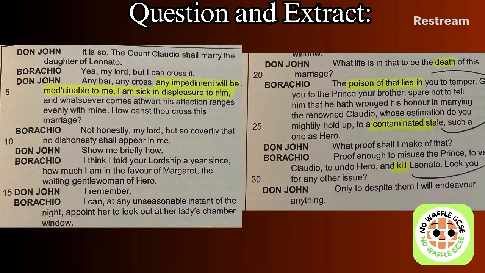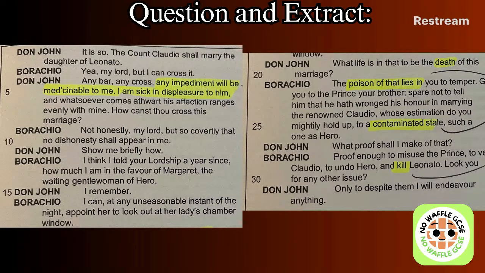So you're not expected to understand every single word, but hopefully you have familiarity and a general gist of what's going on, and you can pick out certain quotes you're familiar with. So the one I've highlighted is quite a common quote, talking about any impediment will be medicinable to me. And I'll talk about that in a second when we're talking about the plan that I've made.